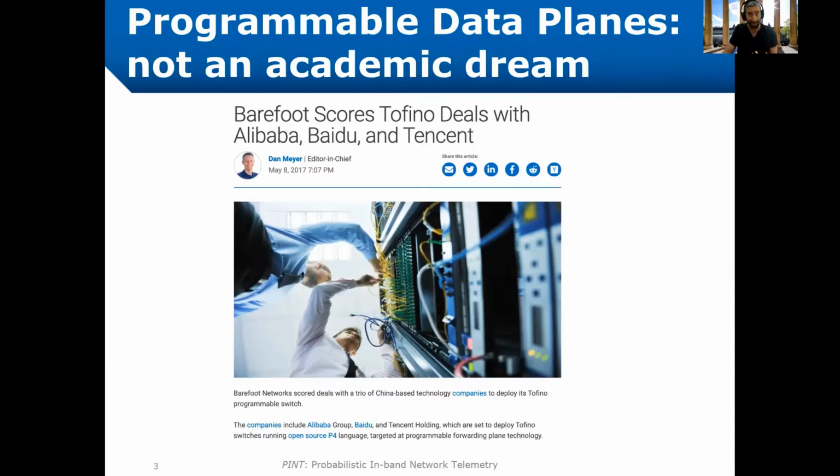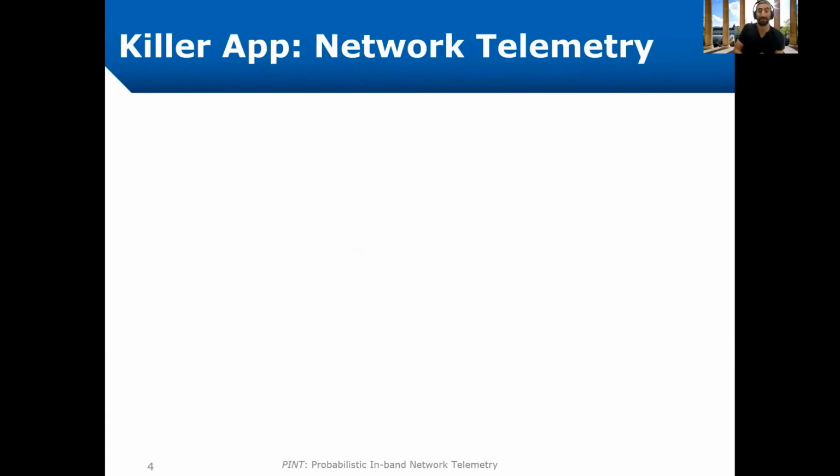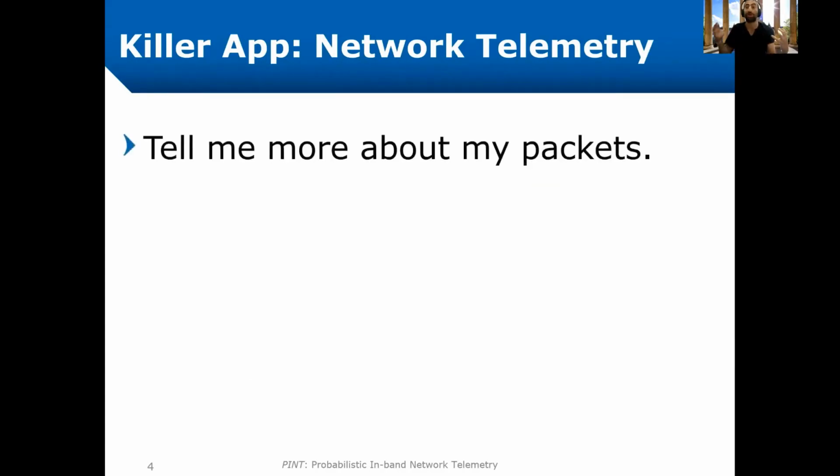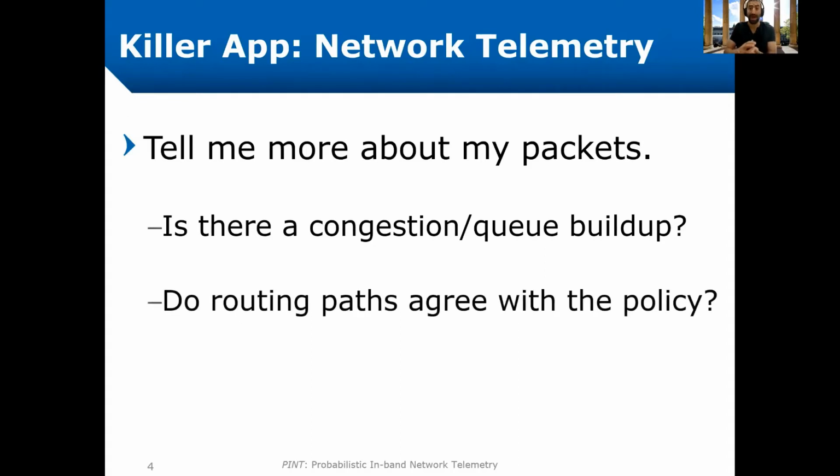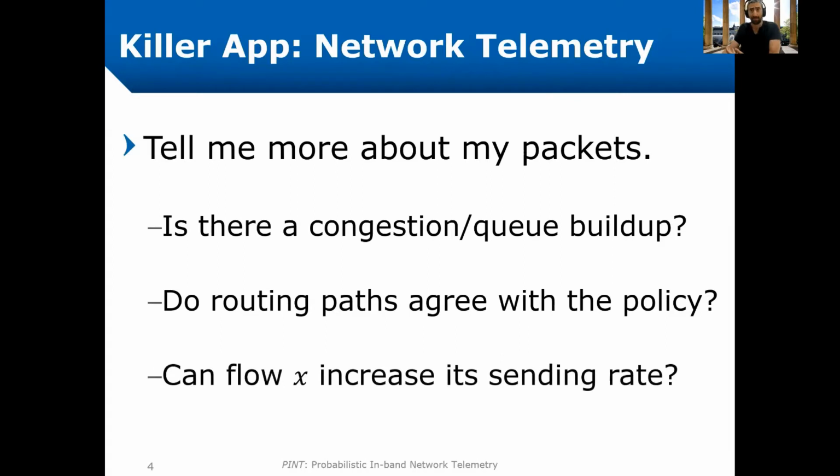And one of the killer applications for these switches is telemetry, right? And telemetry is about knowing what's going on in the network. So I want to know everything that's going on with my packets. So for example, I may want to know, is there a congestion or a queue buildup somewhere in the network? I may want to know, do the paths taken by the packets conform with my policy? Like maybe I want them all to go through a firewall, right? And another type of question is, can we increase the rate at which some connection in the network sends traffic without creating queue buildup somewhere, right?